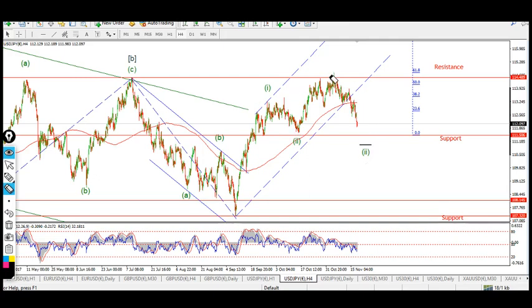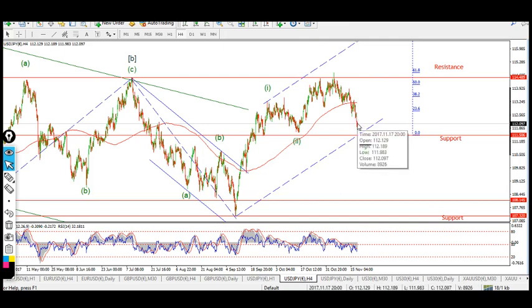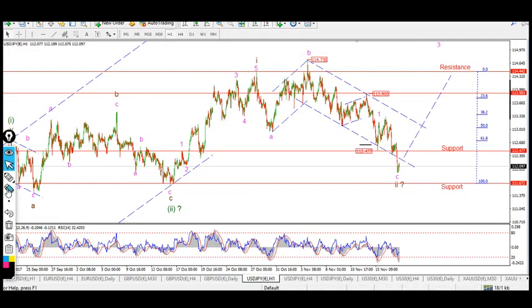But if we are tracing out a larger degree wave 2 here, then we should expect a larger degree wave 3 to the upside. It still doesn't change the medium to long-term outlook here. We have impulse moves to the upside, and we have corrections to the downside. There's no other way to look at that than that this market is just correcting and should move to the upside again.